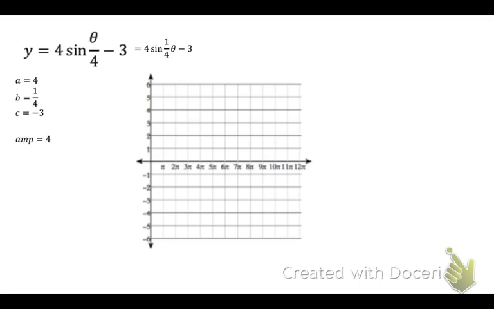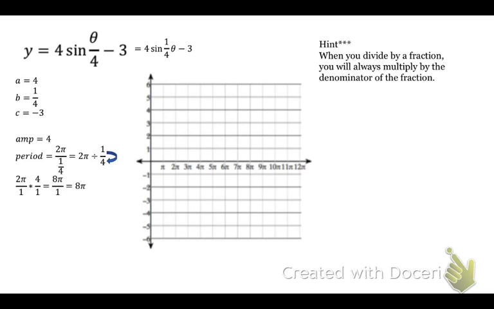So my amplitude is 4. My period is 2 pi divided by 1/4. When you divide by a fraction, let's just write it out. That's 2 pi divided by 1/4. We can flip that fraction and multiply, so that's 2 pi times 4 over 1, which is 8 pi over 1, which is 8 pi. So my period is 8 pi.